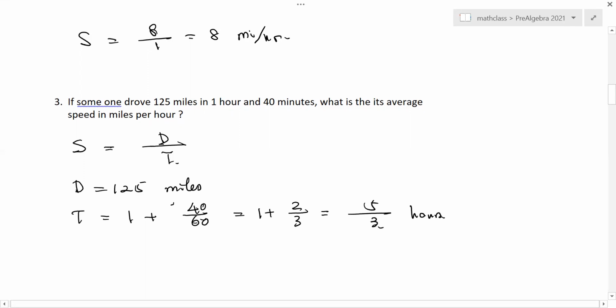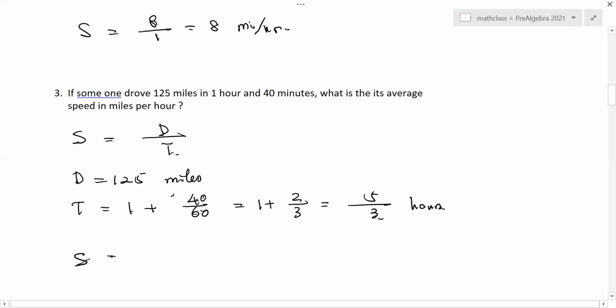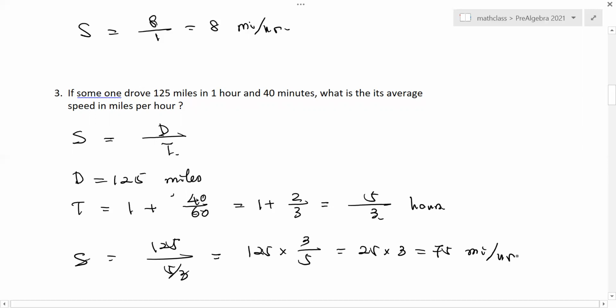Then the speed is going to be 125 divided by 5/3, and that is going to be 125 times 3/5. 125 divided by 5 is going to be 25. 25 times 3 is 75. Don't forget to put the unit in.